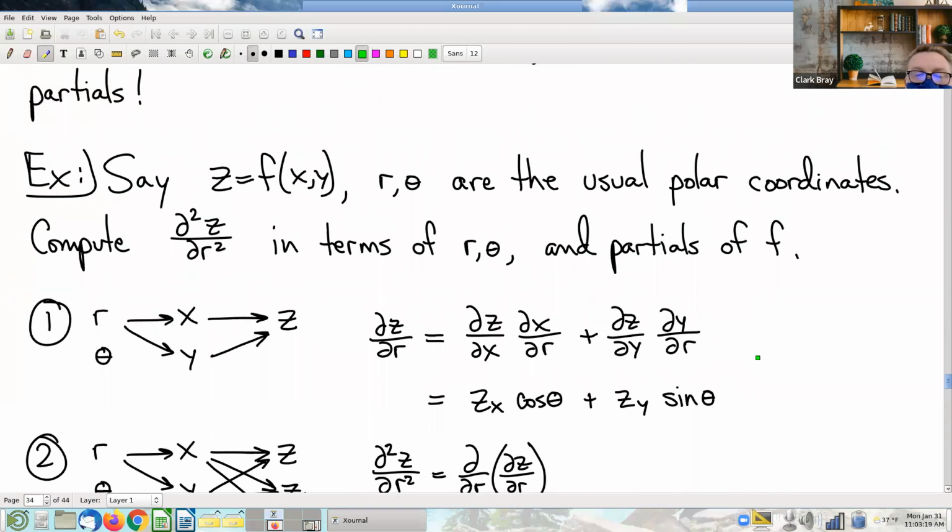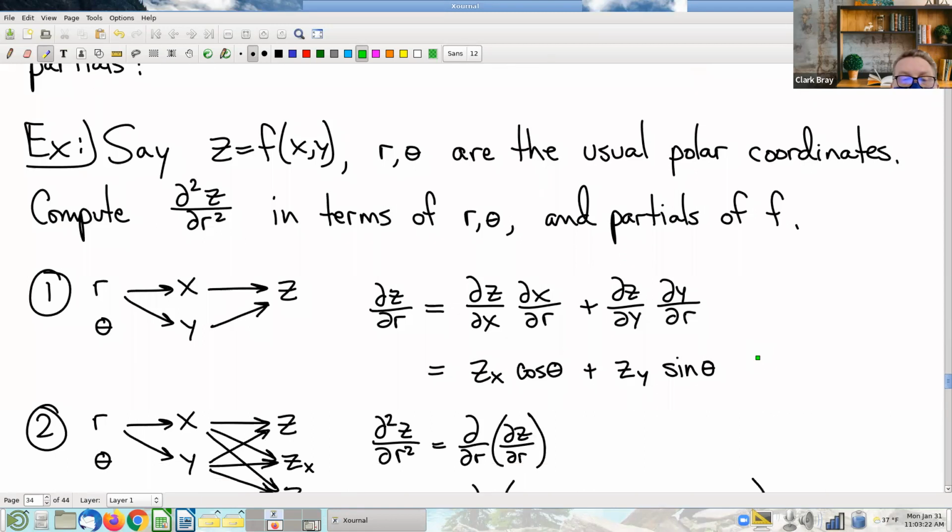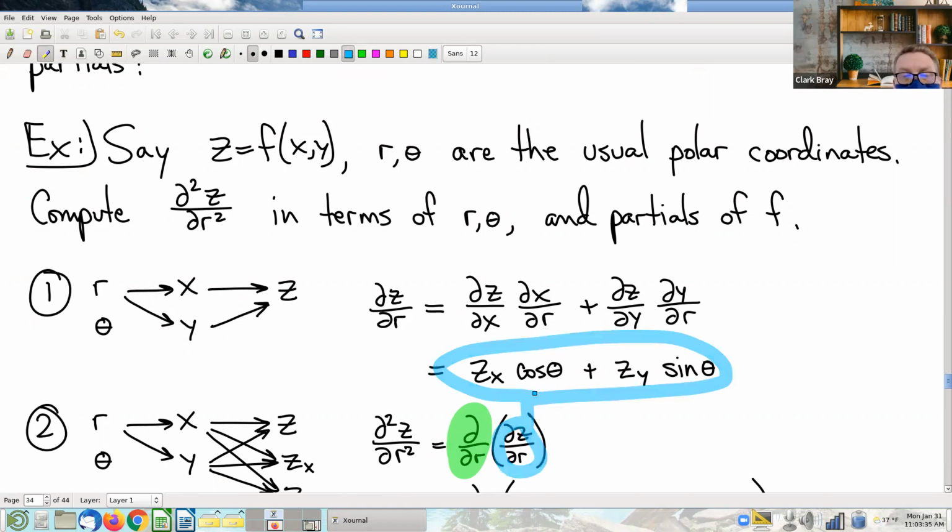Eventually, as I'm taking the second partial, notice I'm going to need to be taking an R partial of my existing partial with respect to R. So I will be taking the R partial of Z_X. And where is Z_X? And how do I take an R partial of it? That's confusing, right? I don't see Z_X on my picture. Not clear what you're going to do there.